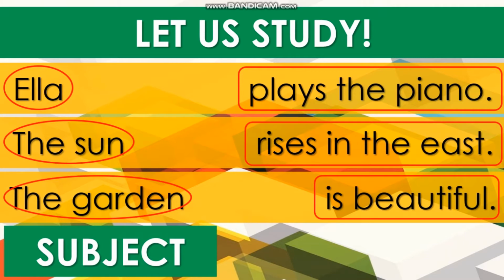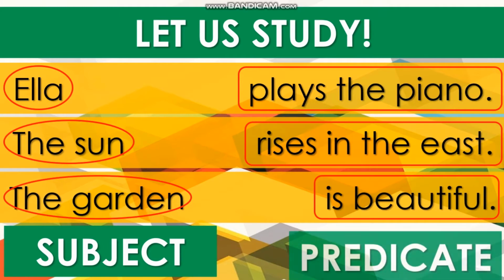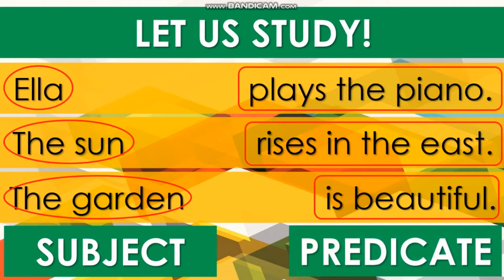Plays the piano, rises in the east, and is beautiful are the predicate. Predicate tells what the subject does or the action. Since our examples have a subject and a predicate, we can say that these are all examples of sentence. It tells us a complete thought and idea. And always remember, a sentence starts with a capital letter and ends with a punctuation mark like a period, exclamation point, and a question mark.